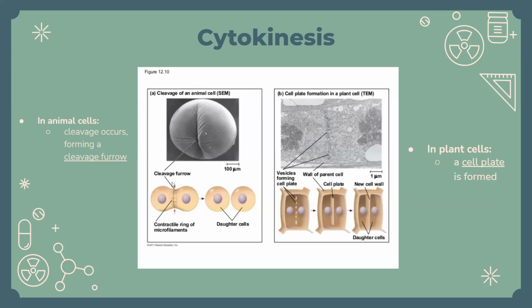So in this figure, you can see the difference. On the animal cell side, which is the left side, the cell membrane will basically just pinch in at the middle between the two nuclei, and it'll form two daughter cells. But in plant cells, you can see the vesicles start to form a cell plate. And when the cell plate is completely finished, it'll form a new cell wall, and therefore complete the process of making two daughter cells.